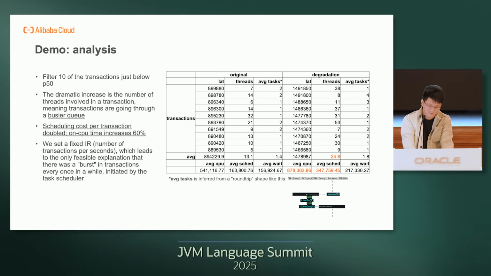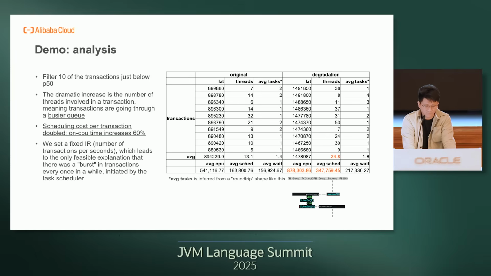And given this data, this tool also shows you the average CPU, average scheduling time and average wait time during a transaction. And given all of this information, we can see that probably this degradation run is going through a busier queue, and this caused the scheduling cost to double and on-CPU time to increase.